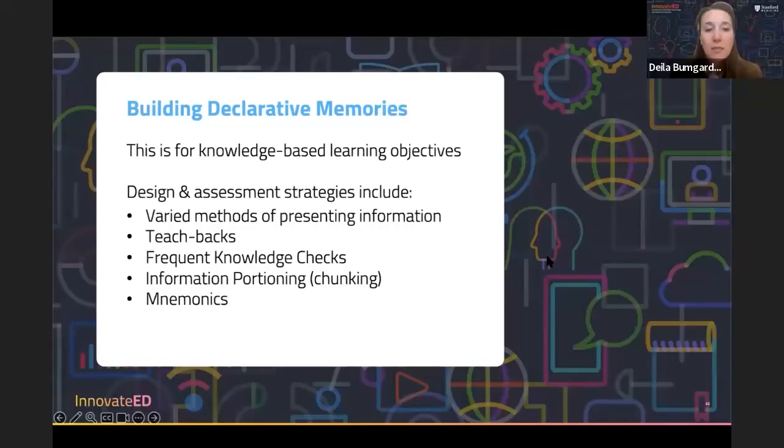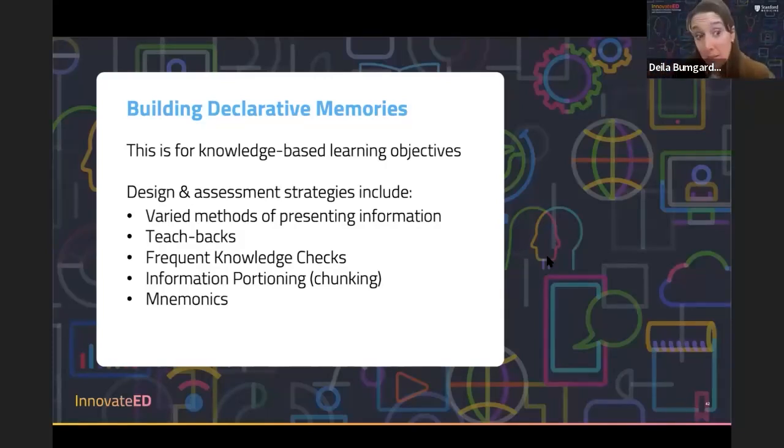Building declarative memories. If you're going to design and assess for those memories, you want to use varied methods of presenting the information. That's how you're going to help someone retain that knowledge, by giving that knowledge in multiple ways and repeating it. Frequently giving them an opportunity to teach it back or to answer questions. And people call it chunking. I hate the term, but I call it information portioning. Rather than throwing a bunch of information at somebody, you want to move it into obviously identifiable and recallable portions.